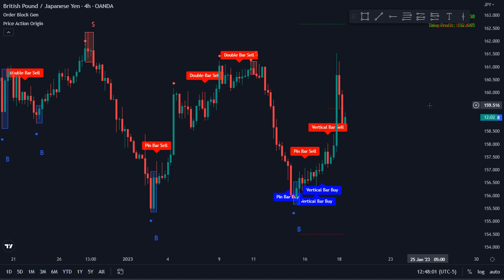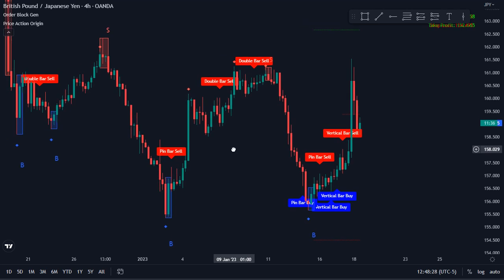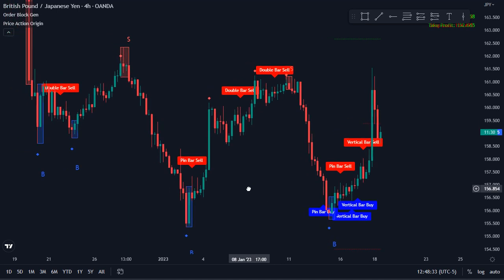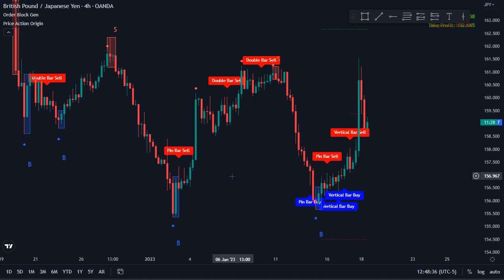This is Ronald, and in this video, we're just going to go over some price action movement here with the British pound, Japanese yen, and we've got the Order Block Gen and Price Action Origin indicators on the chart. It will be a review of how to use some of these price action concepts along with these indicators, very simple stuff, things you want to look for specifically with order blocks and how to validate, or know, if you should expect some price movement in the intended direction.